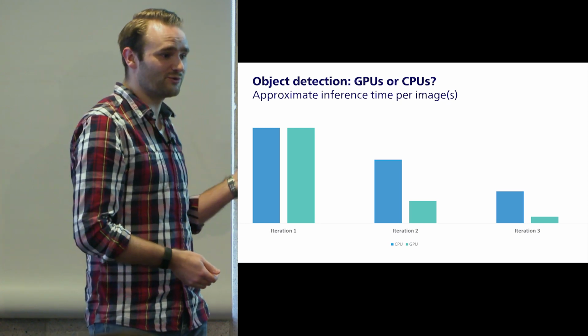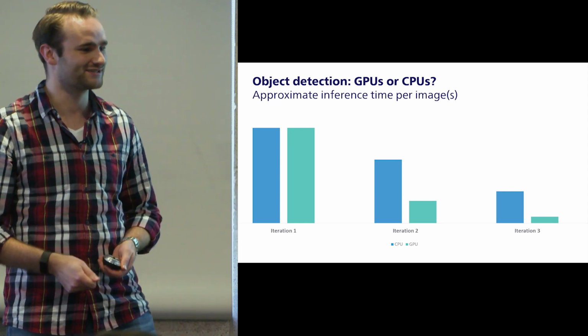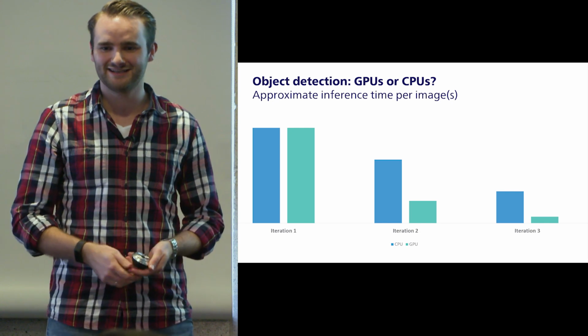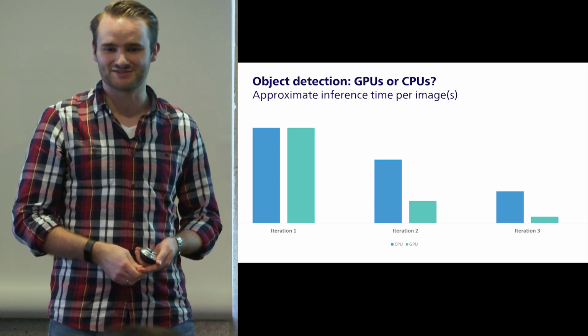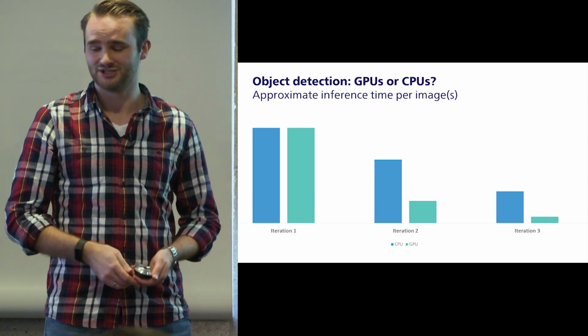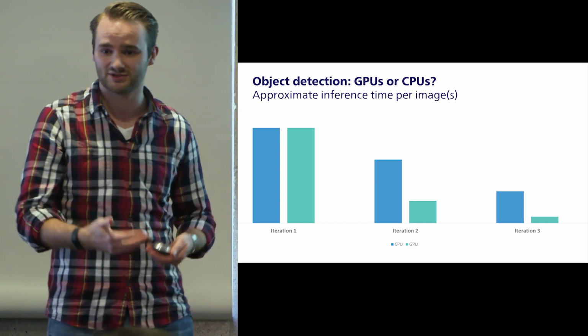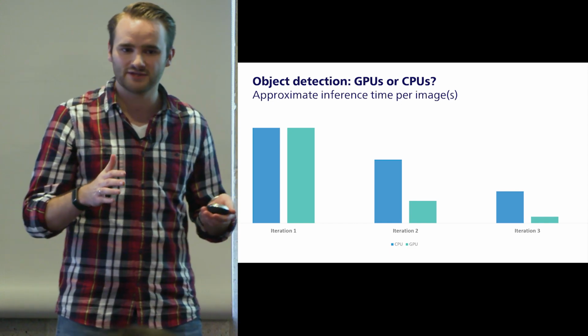You'll notice that there is no y-axis here. We did that on purpose because we don't want you to think that these are in any way scientifically validated numbers. This was us just running a script, using some timing stuff, and then seeing what would happen. Your mileage may vary depending on your machines, on how large the images are, what kind of model you're using. This was just roughly our experience.